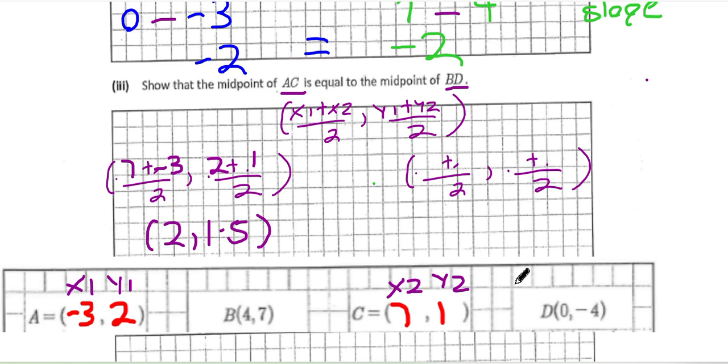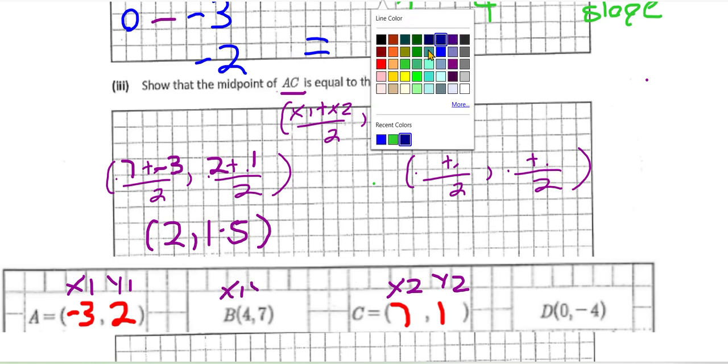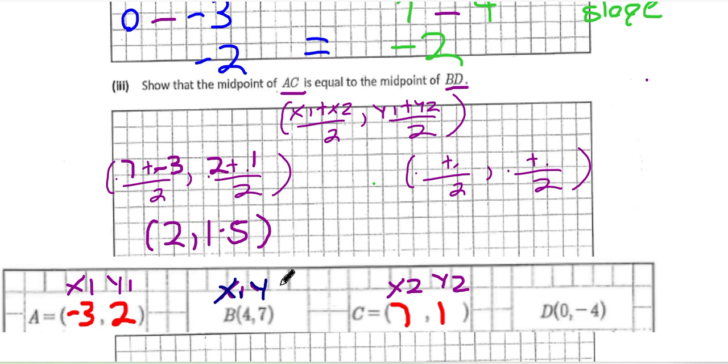Then I go to a new one. I have to pair B and D together. So B is x1, sorry, different color please. B is x1, y1. D is x2, y2. Put them in and what do we get? 4 plus 0. 7 minus 4. 2 and 1.5. Okay, we're going to pause there.